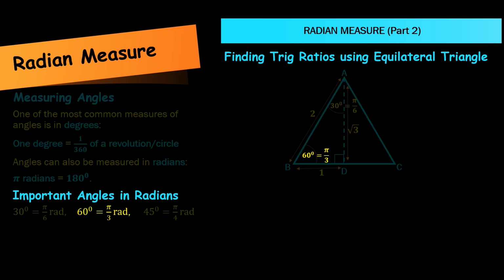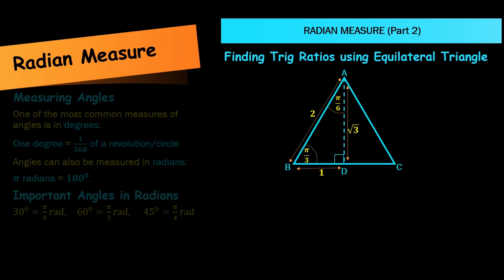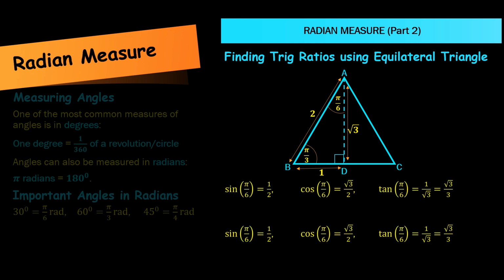So in our triangle, we have that 60 degrees equals pi by 3, as shown, and 30 degrees equals pi by 6, as shown here. We are now going to continue with this process using radians instead of degrees. From this triangle, we are able to deduce these trig ratios. Let's talk through each of them in turn.